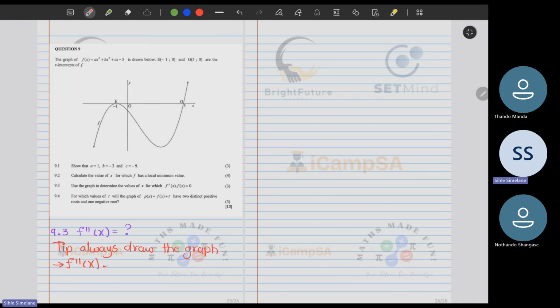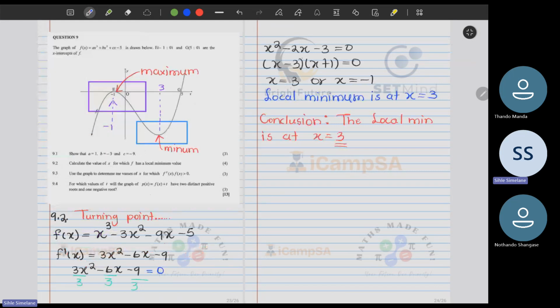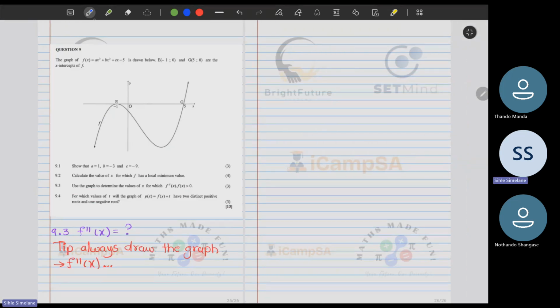If you looked at the 2025 paper, it also had a similar question. So let's go ahead and figure out what our second derivative is. We already have our first derivative here. So if I do our second derivative, you'll see that we take the 3, multiply it down, it will be 6x. Then it will just be 6x minus 6. Okay. So let's go and use it. So our second derivative is equal to 6x minus 6.